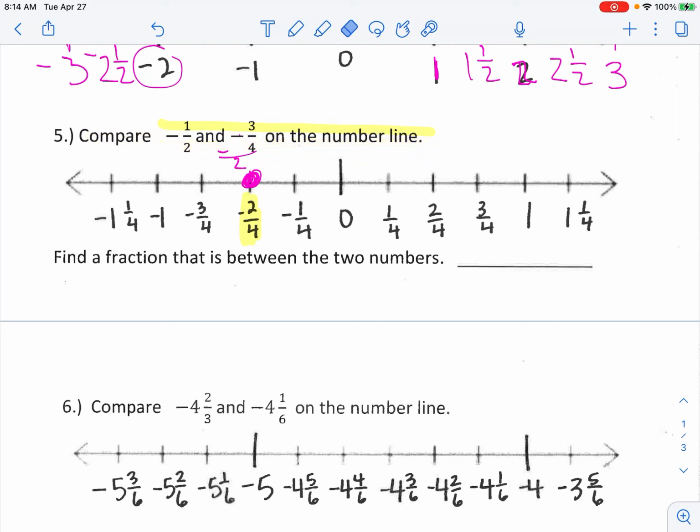And then the other number we're graphing is -3/4, which is just to the left of that. So if it says compare, we're going to say that -3/4 is less than -1/2. Compare always means less than, greater than, or equal to. Now the next task is a little tricky, but we can do it. It says find a fraction that is between the two numbers. Find a fraction that's between the two numbers.